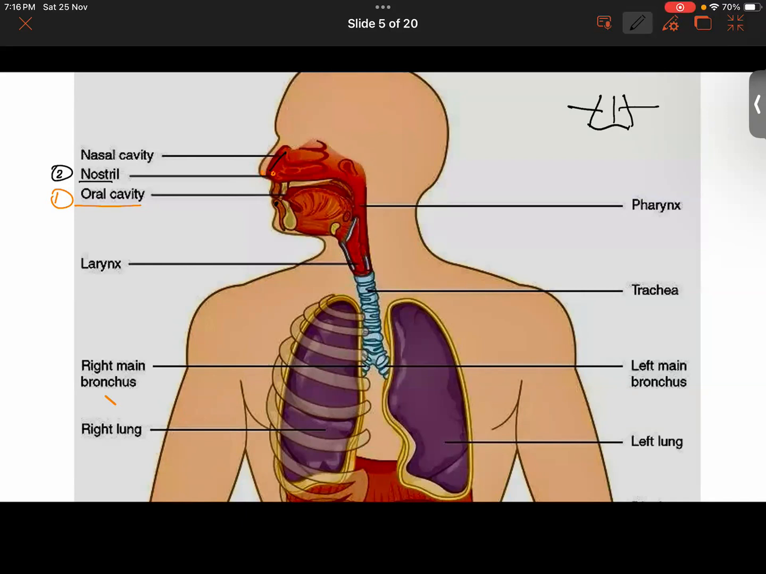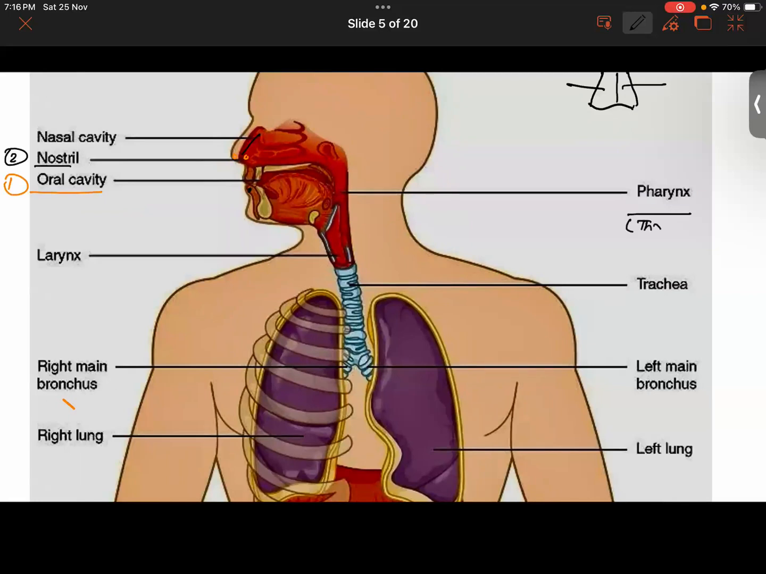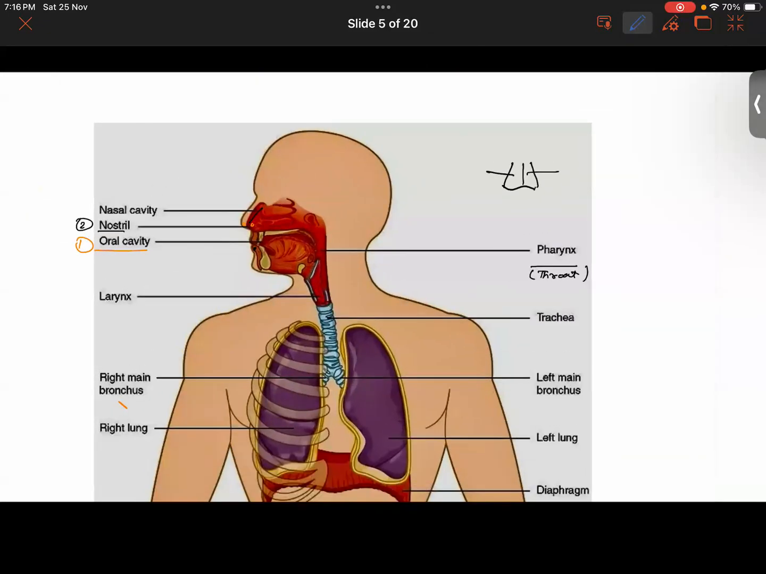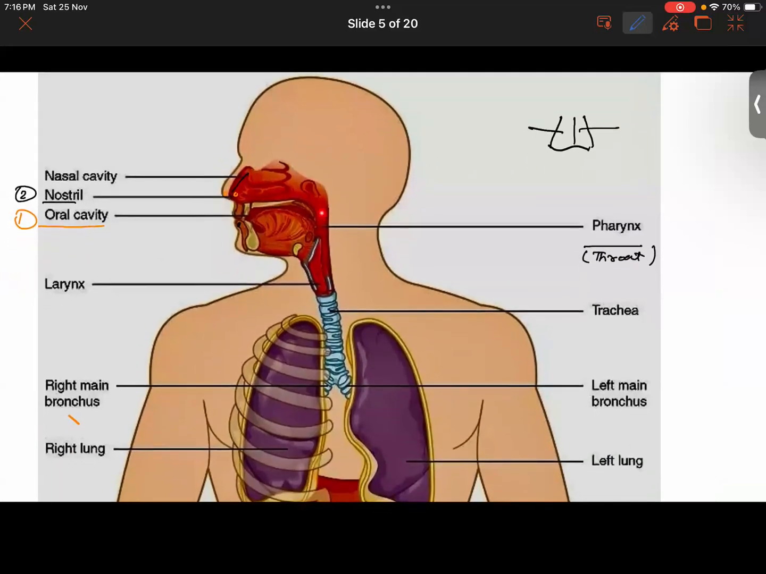Now let's continue. Then the nasal cavity further continues into the pharynx. So what is this pharynx? Also called the throat. Look over here. This pharynx is nothing but a tube that is basically delivering the air from your mouth and the air from the nose.